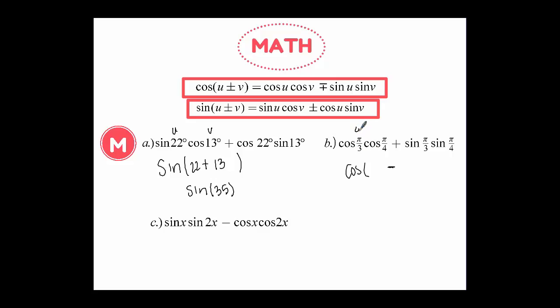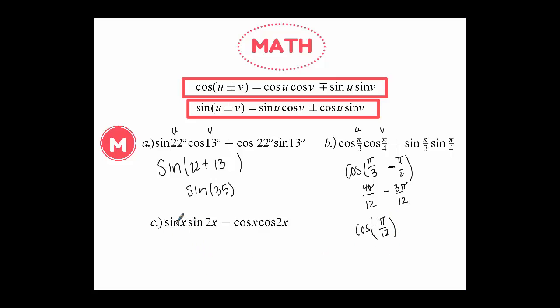So I take my u and my v values. So I'm going to take pi thirds as my u. I'm going to take pi fourths as my v. And I'm subtracting these two. Since I can't subtract them right now, I need to make common denominators, so the common denominator is going to be 12. I'm going to multiply this side by 4, so that's going to give me 4 pi. Multiply this side by 3, so that gives me 3 pi. And when I subtract those, I get pi twelfths. So this one reduces to cosine of pi twelfths.